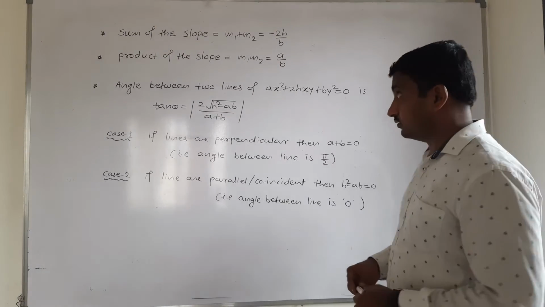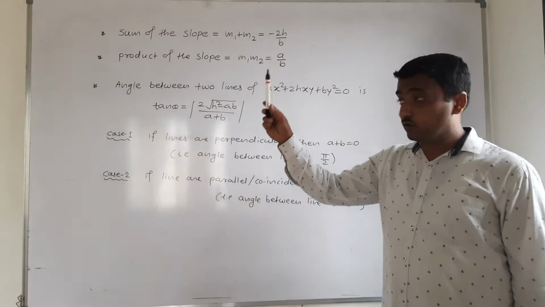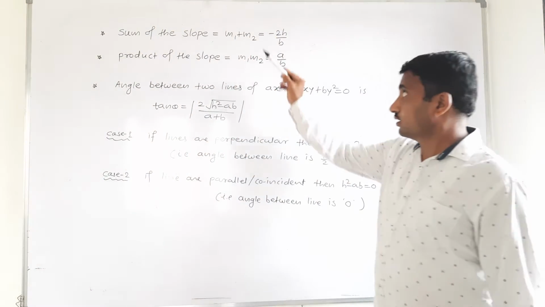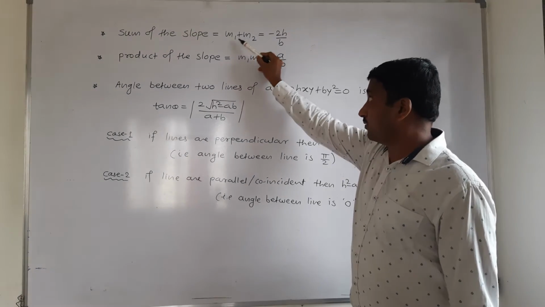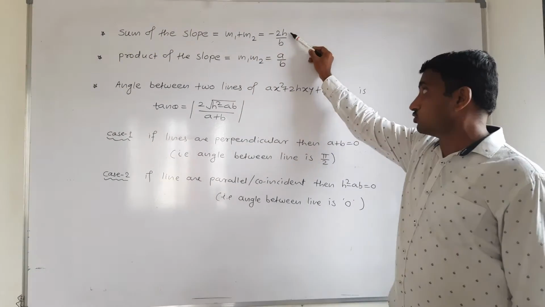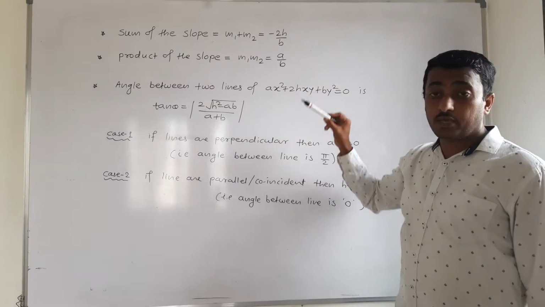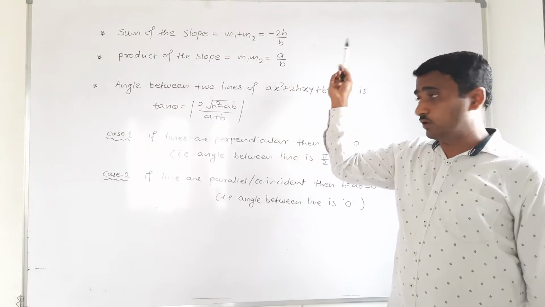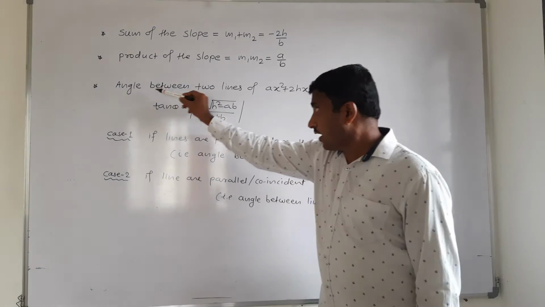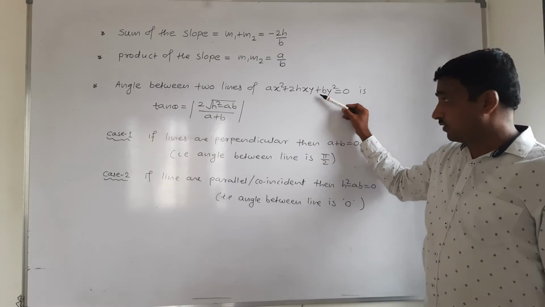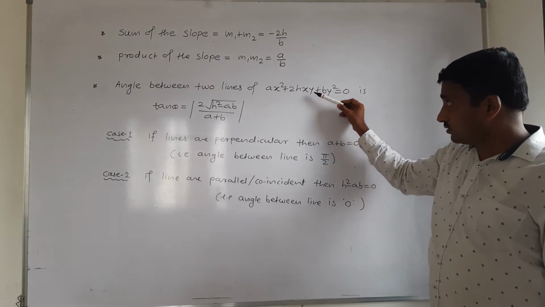Next point, if m1 and m2 are the slopes, then the sum of the slopes of the lines represented by the homogeneous equation, m1 plus m2, is equal to minus 2h by b, and the product of the slopes, m1 m2, is equal to a by b, where a, h and b we know already.